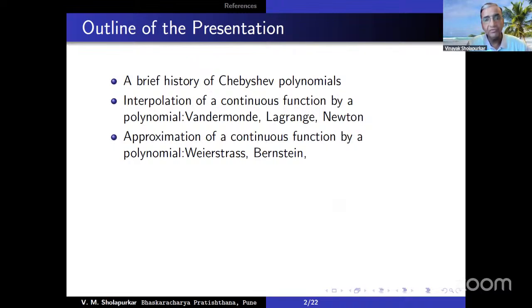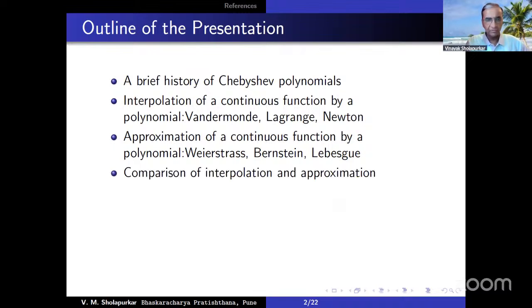Then all of you must have seen the proof of the Weierstrass approximation theorem via Bernstein polynomials. There is a very nice proof of the Weierstrass approximation theorem given by Lebesgue. There are several proofs, and several great mathematicians have also given their own proofs of the Weierstrass theorem. For example, there is a proof given by Landau, a proof by Lebesgue. We shall see some steps of the proof given by Lebesgue. Then, as I told, we'll compare interpolation and approximation. This is the concept that I want to introduce.